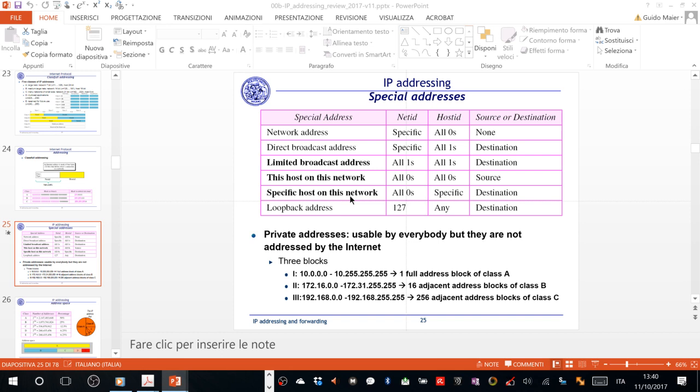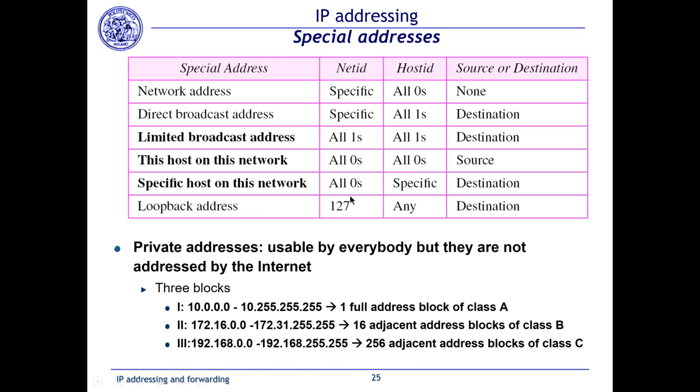So last week we introduced the addressing mechanism in the internet, and we discussed classful addressing. Classful addressing is especially important because even if it is not used anymore, all the allocation of special addresses to special purposes comes from that mechanism, and this is the table of the addresses that are always reserved for special purposes. So let us review it briefly.